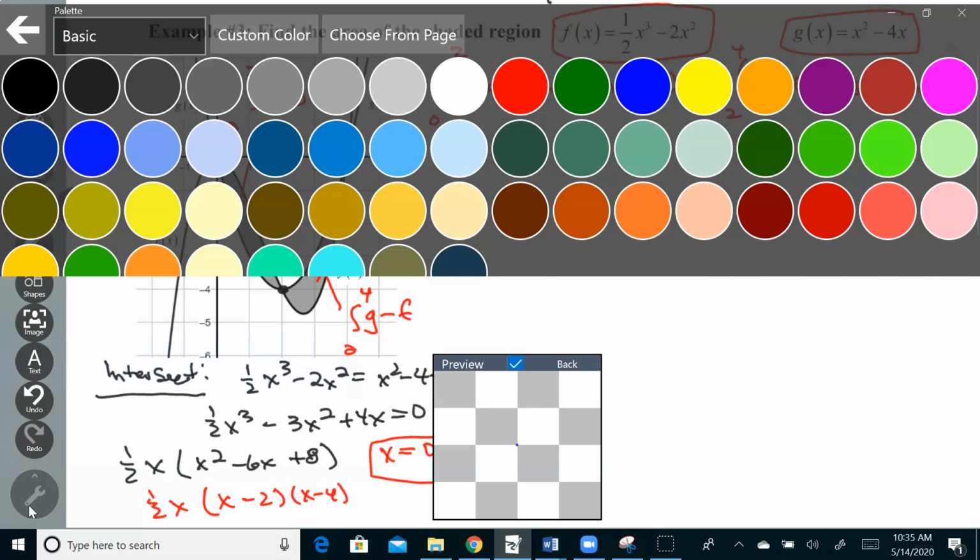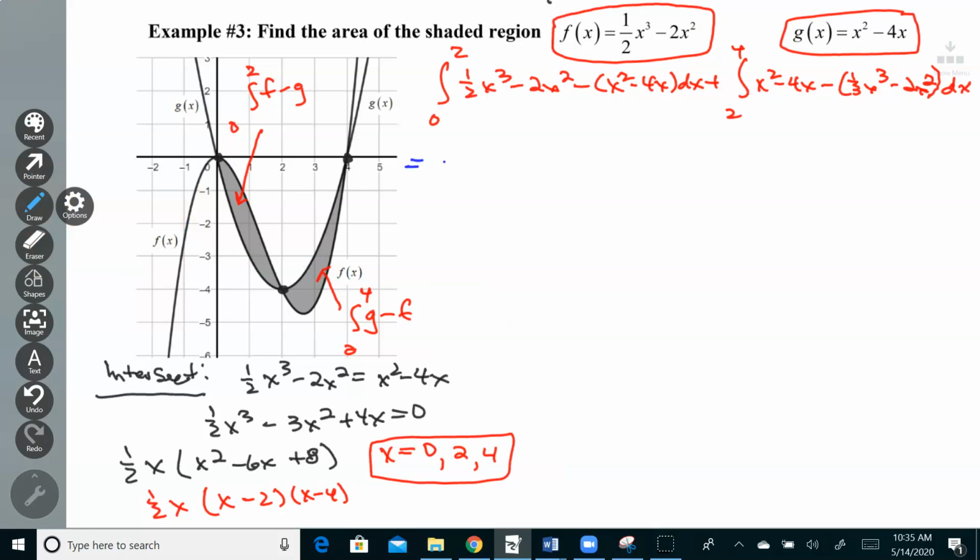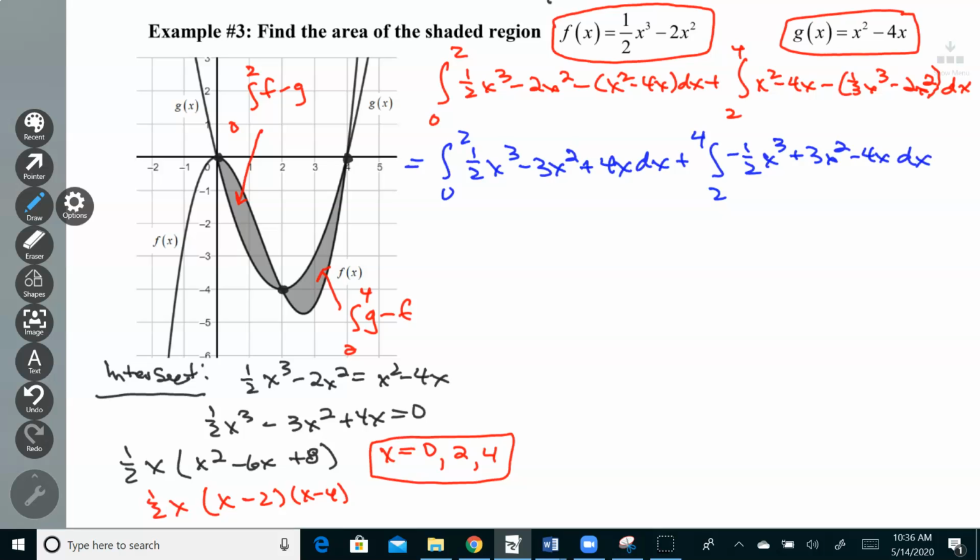Now when I clean this up, I'm going to get the integral from 0 to 2 of 1/2 x cubed minus 3x squared plus 4x dx plus the integral from 2 to 4. And when I do it this way, since it's backwards, it's going to be exactly the opposite: negative 1/2 x cubed plus 3x squared minus 4x dx. When you subtract in reverse order, you get opposite results.